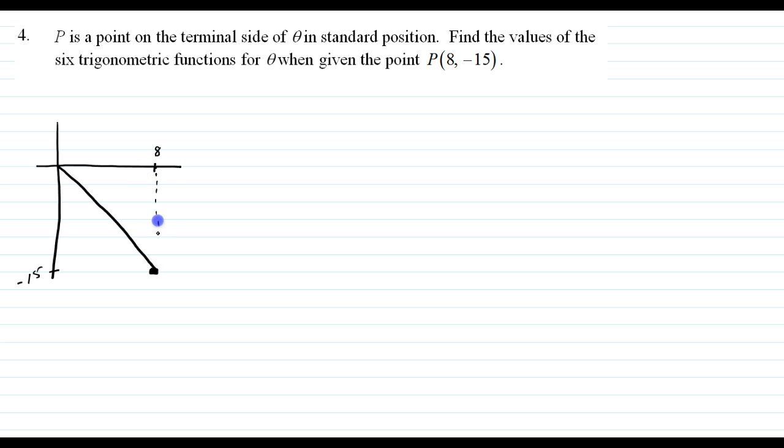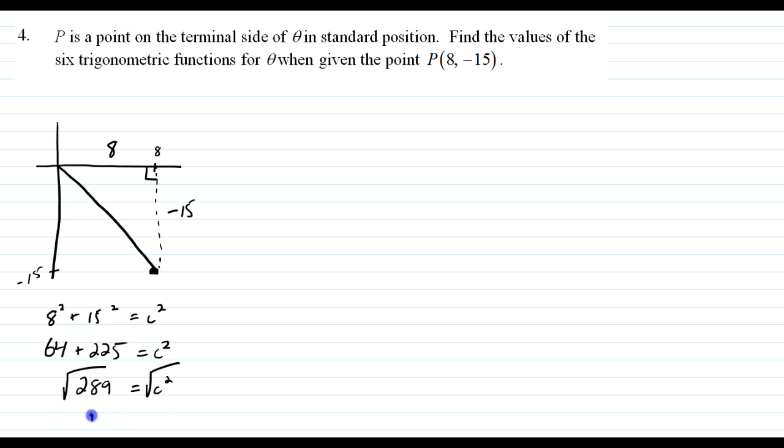So now we make a right triangle. So from here to here is 8, from here to here is negative 15. And so now we need to do the Pythagorean theorem to figure out what the length of the hypotenuse is. So it's going to be 8 squared plus 15 squared equals c squared. So doing the Pythagorean theorem, we get 289. Now we square root both sides, and so my hypotenuse would be 17. So right here, this is theta.